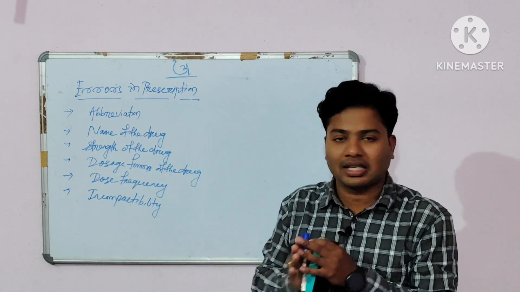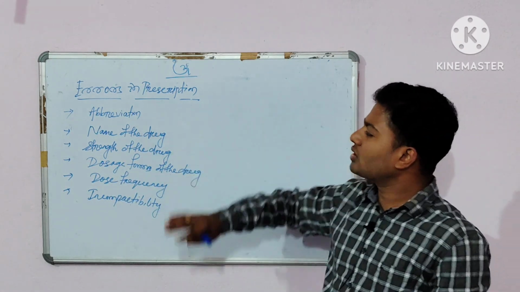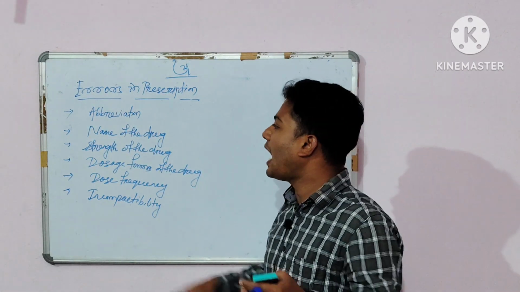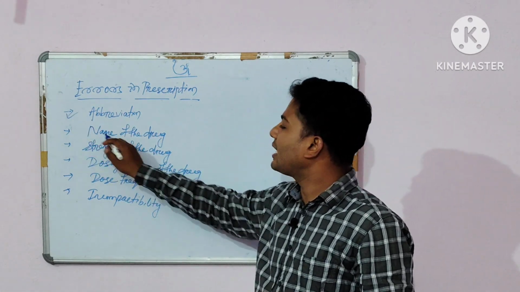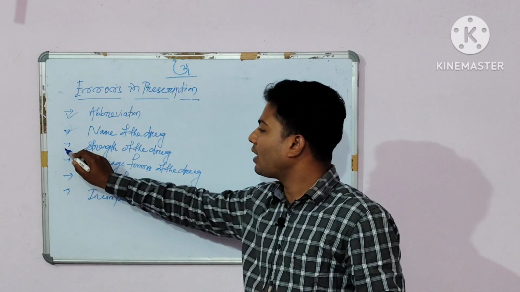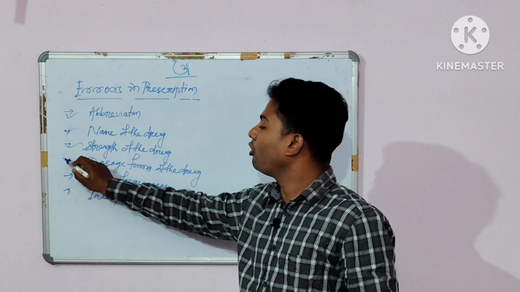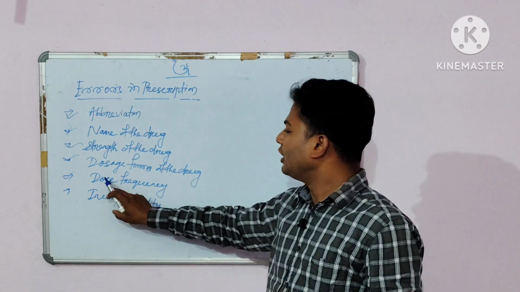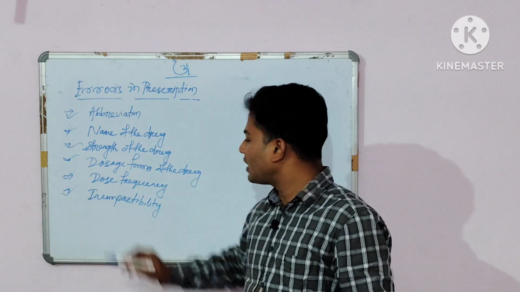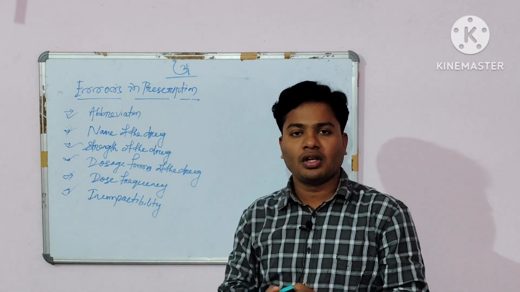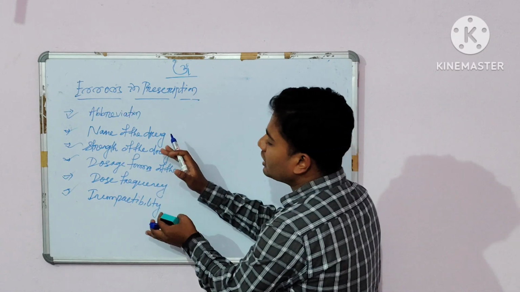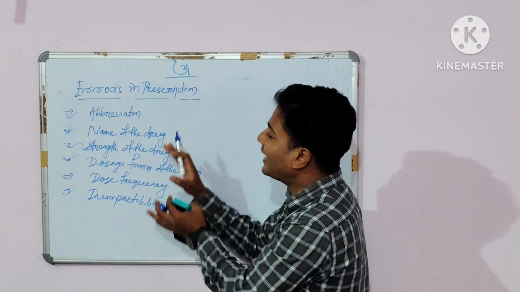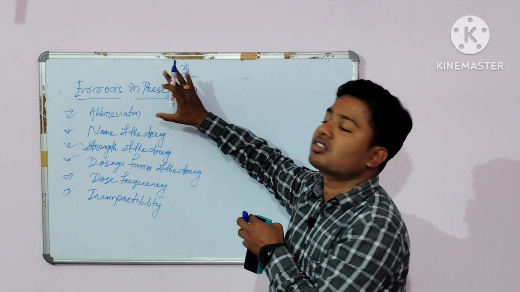The first error is abbreviation, and the second one is the name of the drug, third one is strength of the drug, and fourth one is dosage form of the drug. Next one is the dose frequency, and last one is the incompatibility. For such types of problems, errors are created in the prescription.